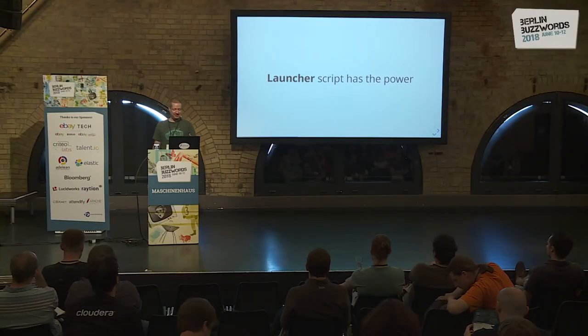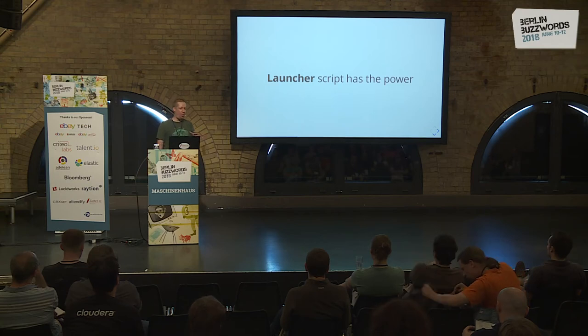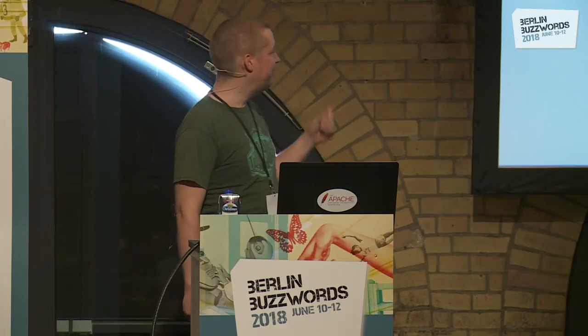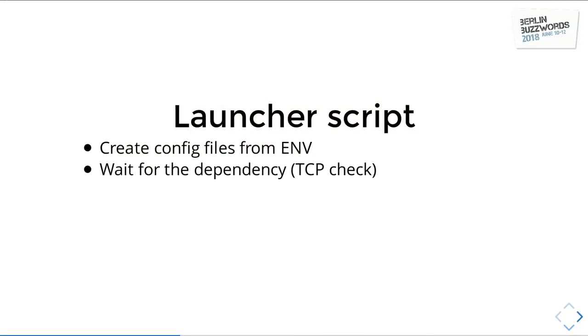So the power of containerization, at least in a local environment or in a Docker Compose environment, is inside the launcher script. With the launcher script, we can do very powerful things. We just need to add this simple script, and if any environment variable is set, then we can do some kind of magic. For example, this configuration transformation.